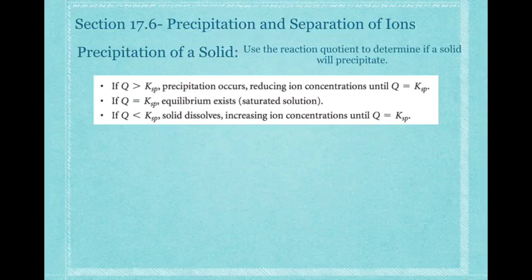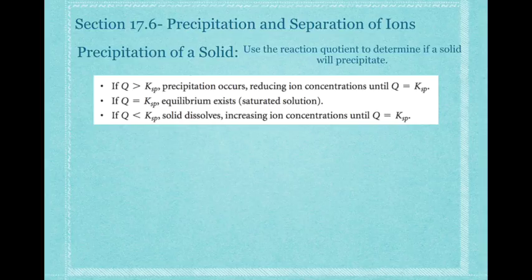Well, this makes sense because if your Q is larger than your KSP, that means that the amount of product you have is too high, and therefore you want more reactant to form. Keep in mind your dissociation equation, your reactants are the solids. So if you're forming more reactants because your Q is too large, that means you're going to form a solid. And so precipitation will occur, the formation of a solid.